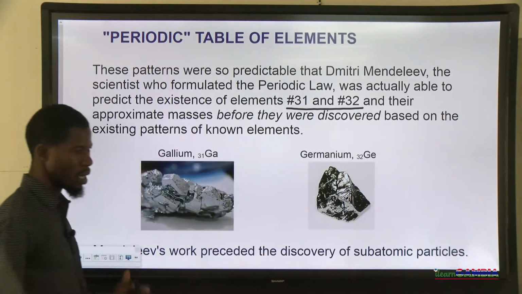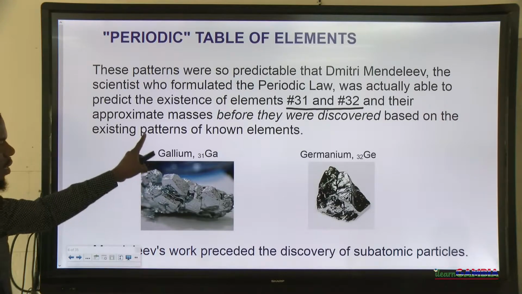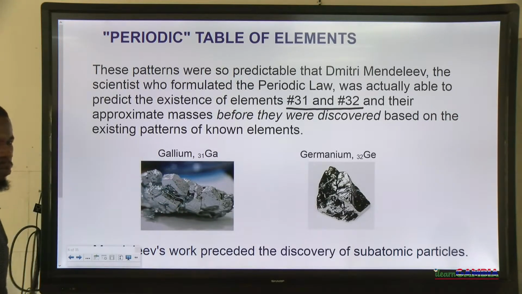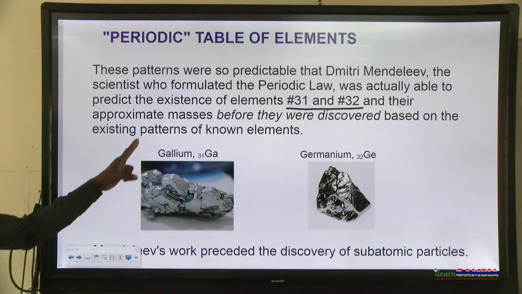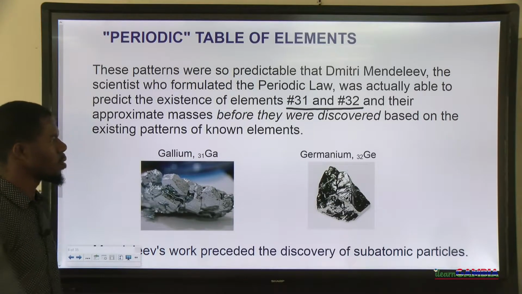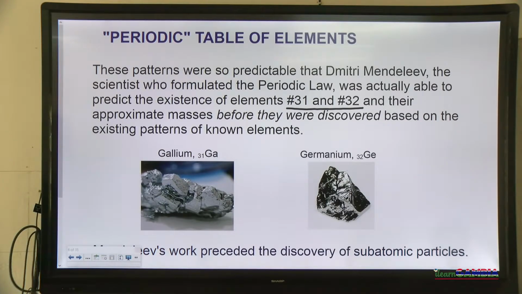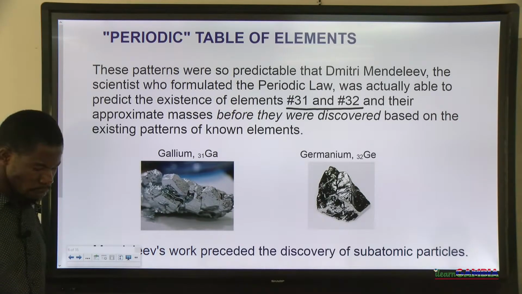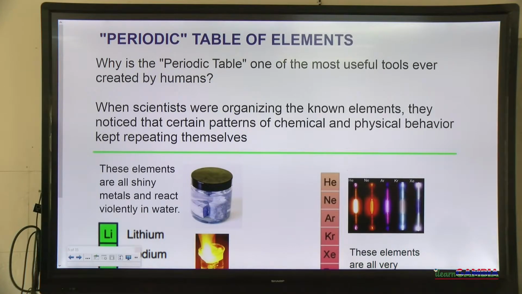These two elements, at the time that Mendeleev was formulating the periodic law, were not discovered, but he approximated their masses. He was able to give their masses approximately before even their discoveries, based on the existing patterns of the known elements. Let's go back to our previous slide.